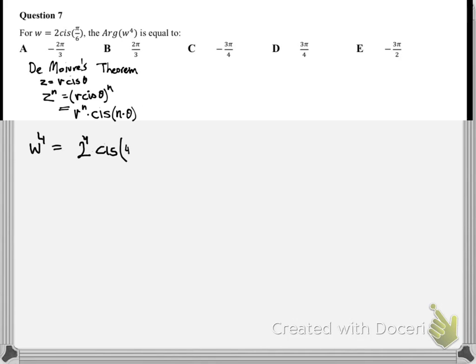So let's do that. So let's work out w to the power of 4. So we've got 2 to the 4. We don't really care about that because we're after the argument. And then we've got cis of 4 multiplied by pi on 6, which is 2 pi on 3. So then the argument of the complex number is just 2 pi on 3. There it is, option B.